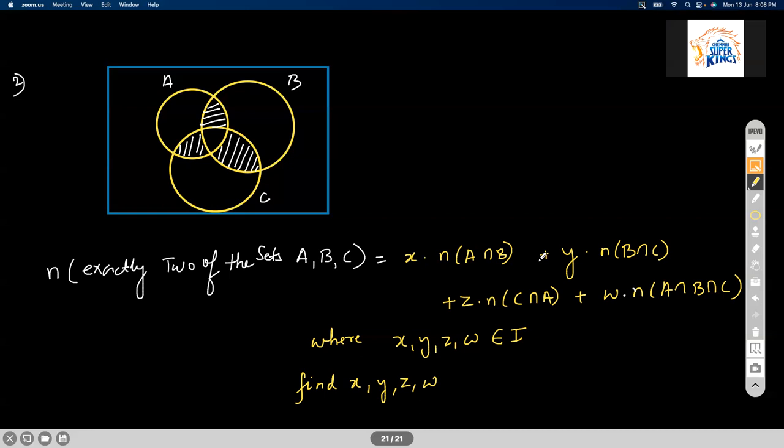So X, Y, and Z is 1 and W is -3. Okay, please write down your answer in the chat box, because everybody else will get influenced by your answer.